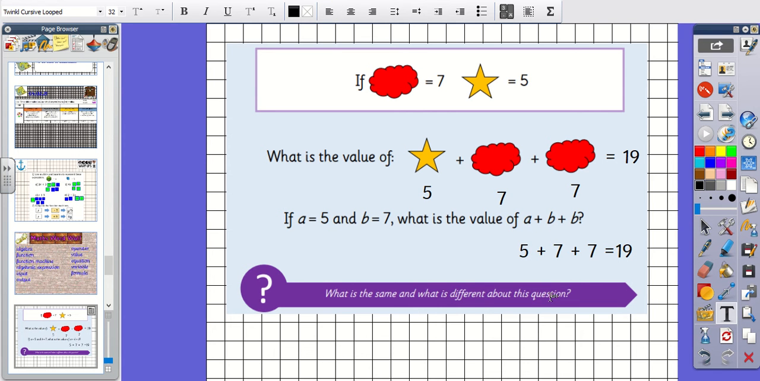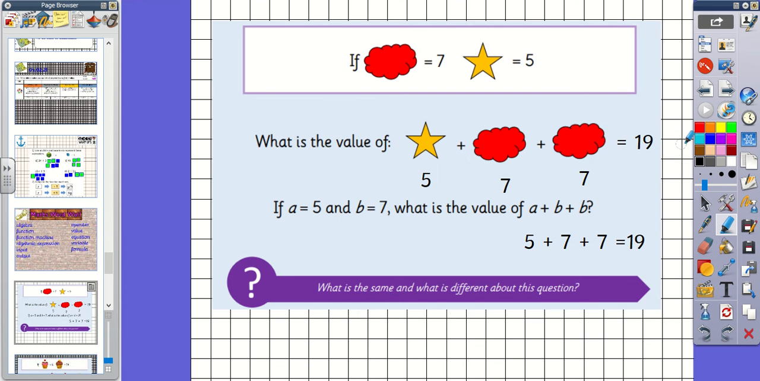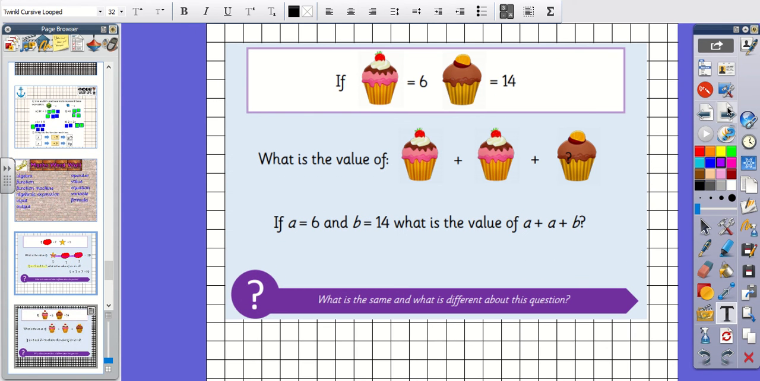What is the same and what is different about these questions? The same is that they've both got 5, 7, and 7, and they both equal 19. The difference is that this one has included letters, whereas this one has included pictures. Still exactly the same process then, so let's move on to the next one.